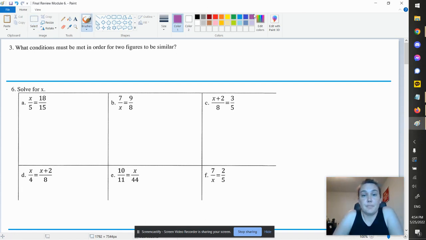I'm going to skip around. To be honest, not all of this is on the test, so I'm only going to do the parts that I think are the most important. The first one that is the most important is the definition of similar. Number 3 says, what conditions must be met in order for two figures to be similar?